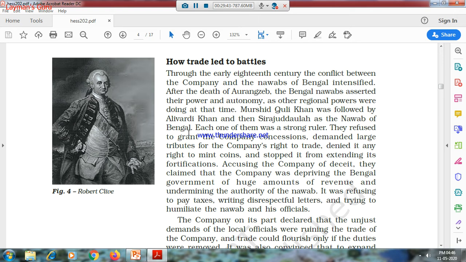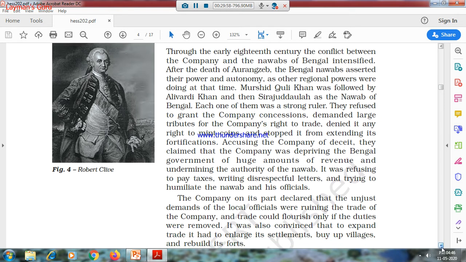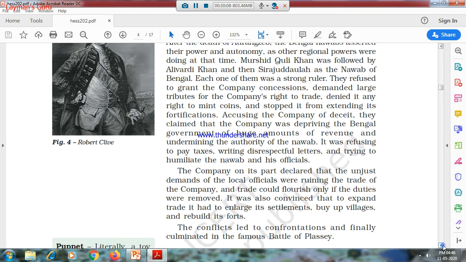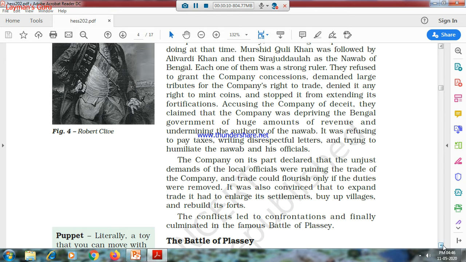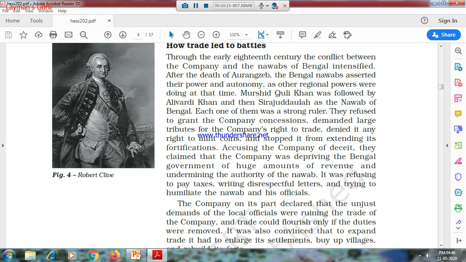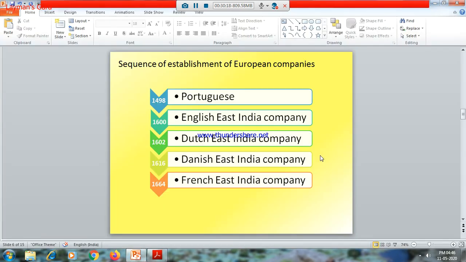So after Murshid Quli Khan came Alivardi Khan. Actually Shuja-ud-Dawla was also a great ruler of Bengal. Then Alivardi Khan came, then Siraj-ud-Dawla came. They refused to grant the company's concessions, because their revenue was lost. Okay, this conflict led to a battle. Okay, this is Robert Clive. We will see about him shortly.